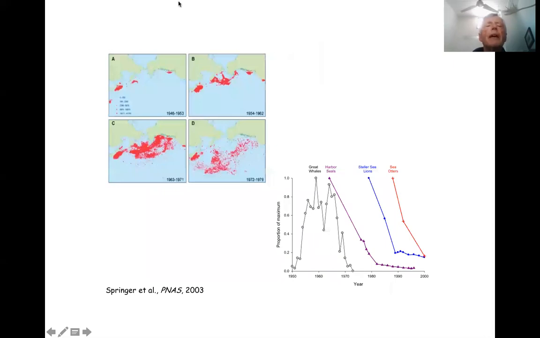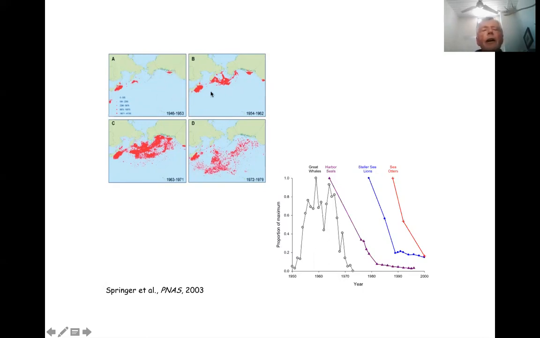So this upper panel, which is from a paper we published back in the early 2000s in the Proceedings of the National Academy of Sciences, shows the locations of the kills post-World War II of whales in the North Pacific. And right after the war, starting in 1946 on up through the early 1950s, most of those kills occurred off the coast of Japan, off Russia, and a few off the coast of British Columbia.